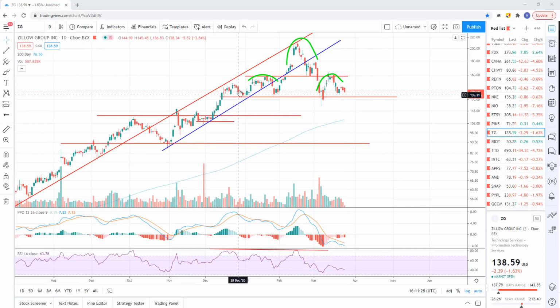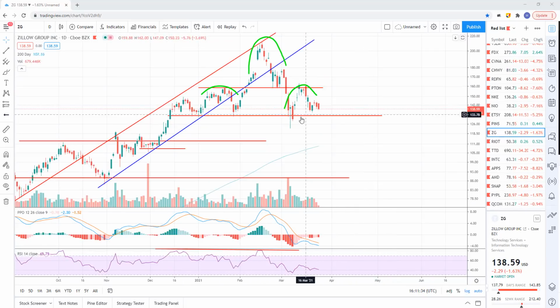Zillow Group, ZG, we have a head and shoulders top pattern right here. You can see the shoulder, the head, the shoulder. Again, I marked this shoulder out before that shoulder even formed. I was just anticipating we might get that shoulder pattern, and then we did. We filled it out. Now what I would look for is a break in the neckline of 133.